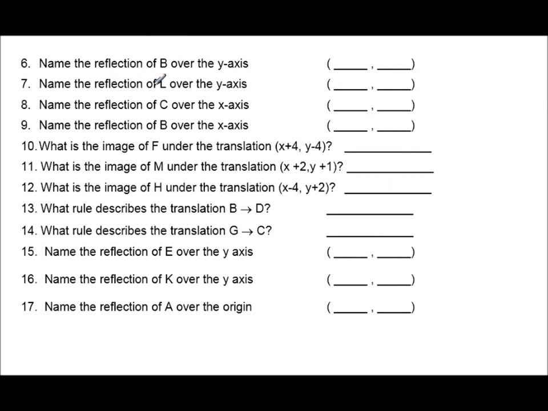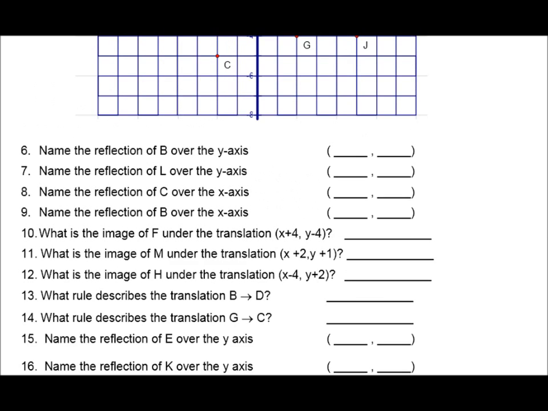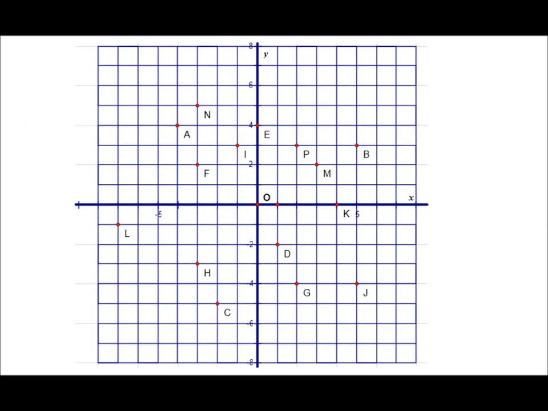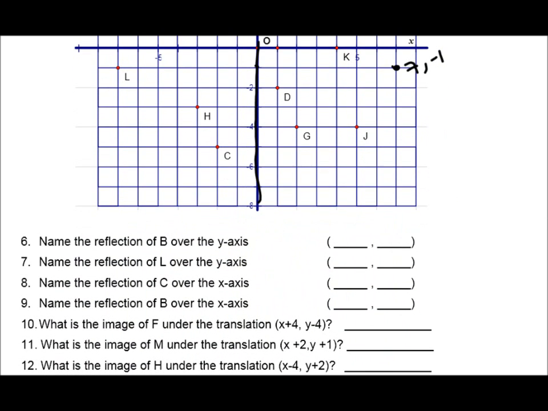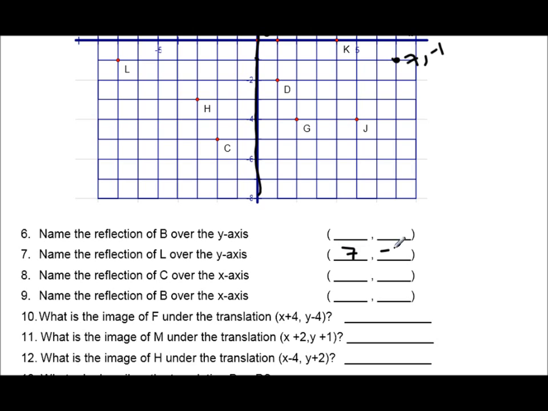Okay, number 7, it asks us to name the reflection of L over the y-axis. So find point L, and we're going to flip it over the y-axis, the vertical axis. L is 1, 2, 3, 4, 5, 6, 7 points away from the y-axis. So we're going to go 7 points away from the y-axis in the other direction, 1, 2, 3, 4, 5, 6, 7. That gives us a coordinate of (7, negative 1) over the y-axis.